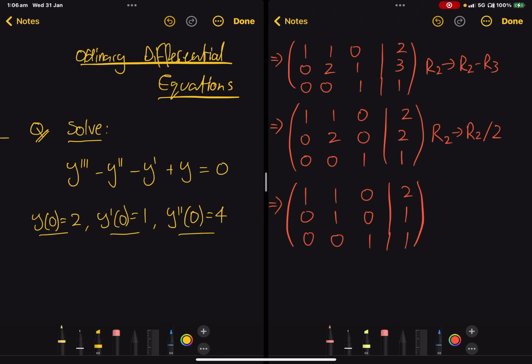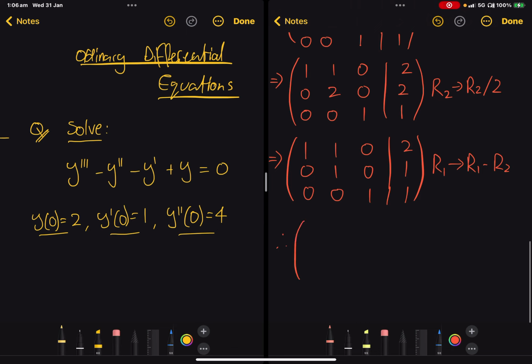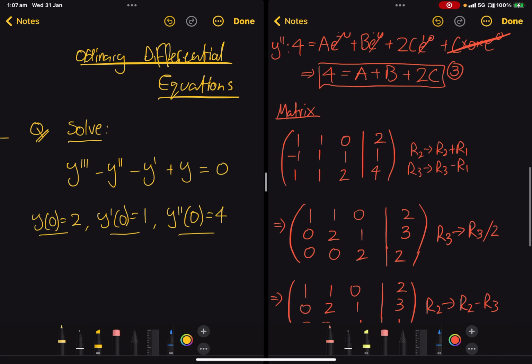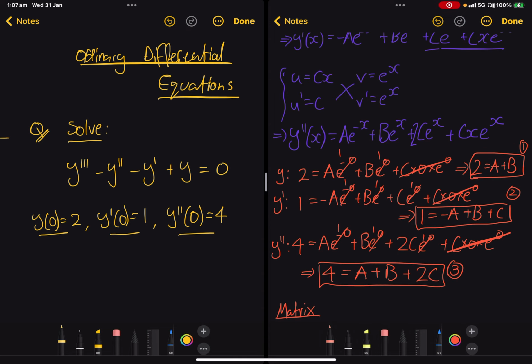And the last thing we need to do is make the new R1 the old R1 minus R2. And this will give us our final matrix, which is 1, 0, 0, 1, 0, 1, 0, 1, 0, 0, 1, 1. So this Gauss-Jordan reduction tells us that A equals 1. No, these should be capitals. This tells us that capital A is equal to 1, capital B is equal to 1, and capital C is equal to 1. So this is what we needed. This is what we were trying to find by plugging in the initial conditions.